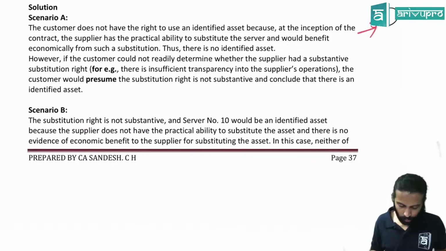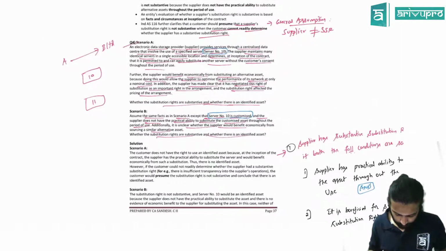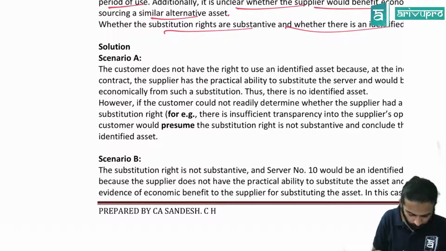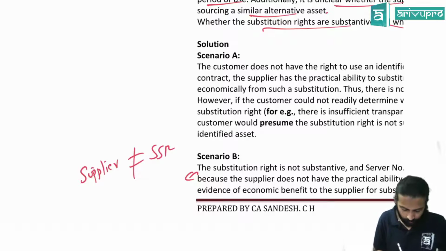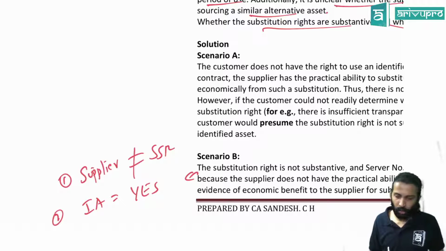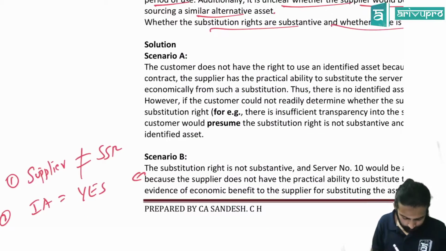Can I leave that, you can manage that? Okay. So I'll just write a quick answer. Quick answer is what? Supplier equals to SSR or not equal to SSR? Not equal to SSR. Therefore, identified asset is equal to yes. SSR is not there, or you can just write SSR is equal to no. Identified asset is equal to yes. That's a simple answer.